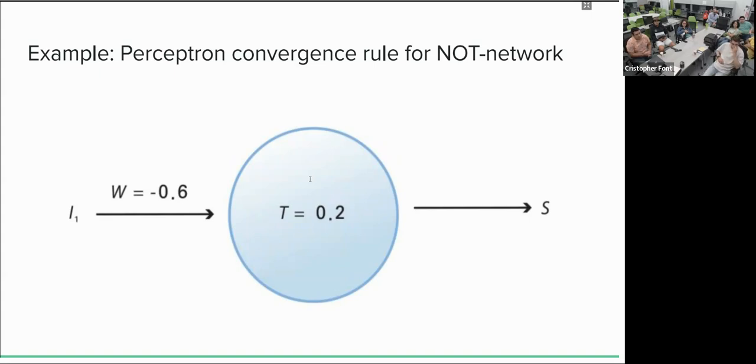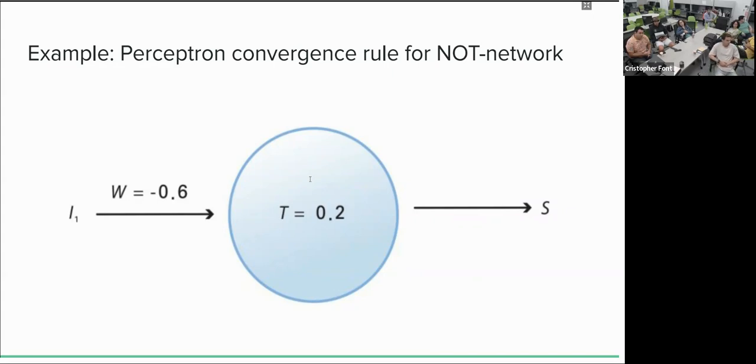Our error in this case is, the intended output should be a 1 when we input a 0, but we're actually getting a 0. So our delta is equal to 1. That's the error we have. And let's just set our learning rate equal to 0.5, just to set some value. So we can calculate what we need to change in the threshold. The change in t is equal to negative 0.5 times 1. And we can also calculate the change in a weight.